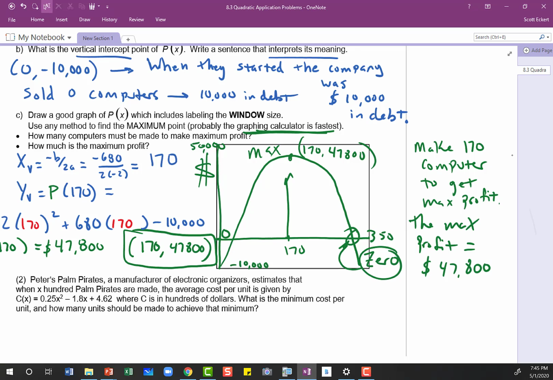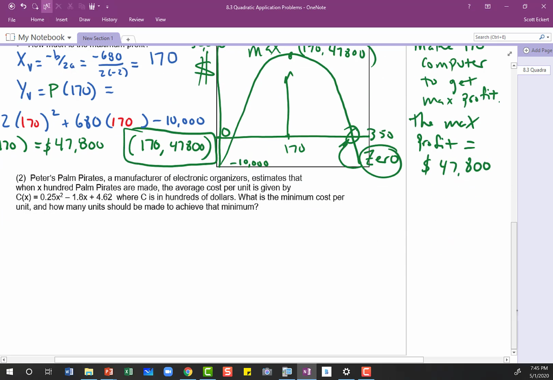Okay, let's move on here and look at one more application. Peter's Palm Pirates, a manufacturer of electronic organizers, estimates that when X hundred Palm Pirates are made, the average cost per unit is given by that equation, where C is hundreds of dollars. What is the minimum cost per unit, and how many units should be made to achieve that minimum?